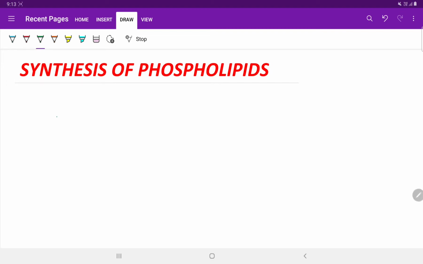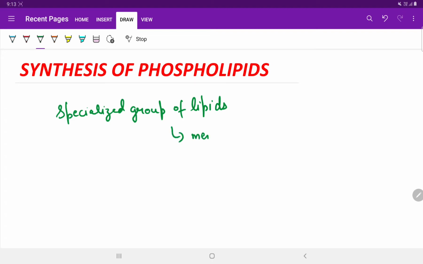These phospholipids are a specialized group of lipids that perform a variety of functions. They include the formation of membrane structure, and are also involved in the blood clotting mechanism through formation of plasmalogens, and they also provide the supply of arachidonic acid for the synthesis of prostaglandins.